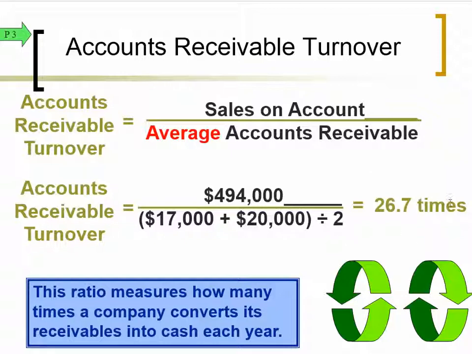This particular turnover comes in at 26.7 times. That means on average, accounts receivable turns over completely about 27 times per year. That gives us a feel for the number of times per year a company can convert its accounts receivable into cash. For any company, the higher the turnover, the faster the cash collection on receivables. So we definitely want a higher number here.